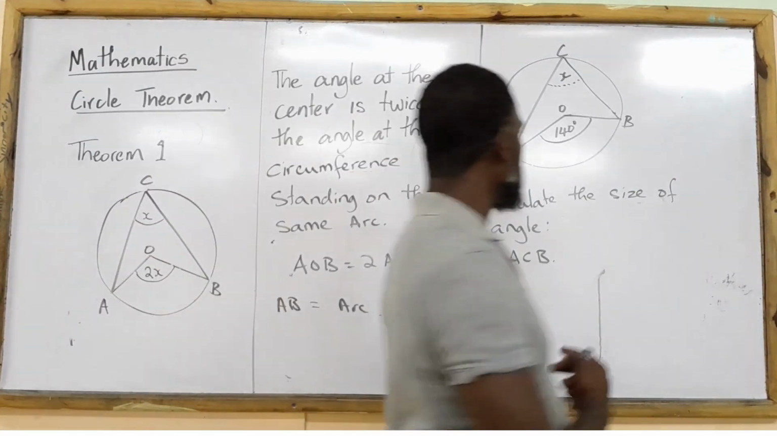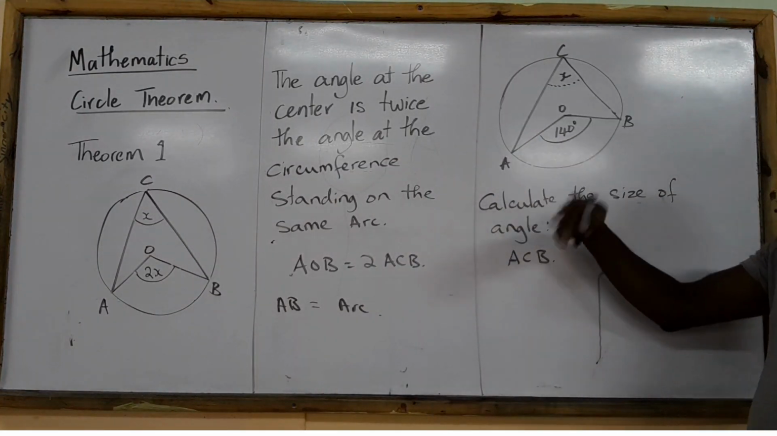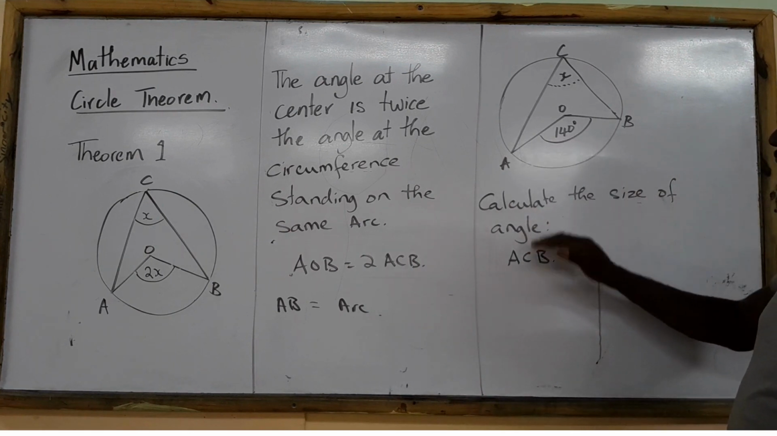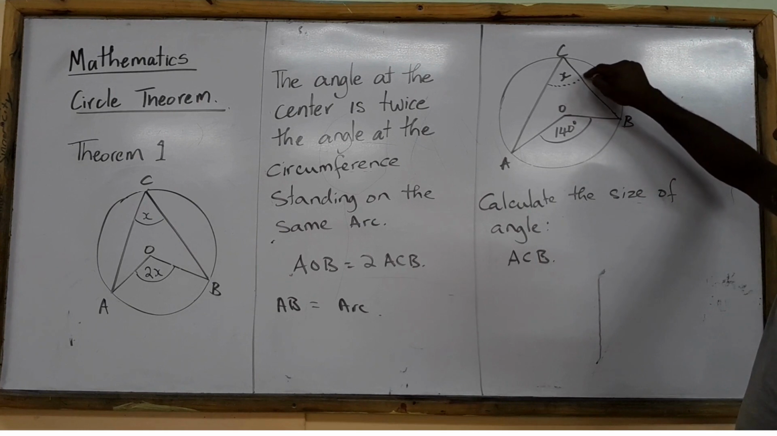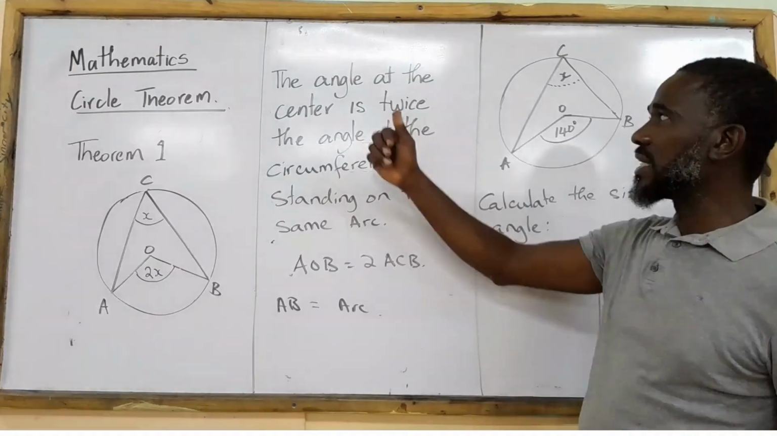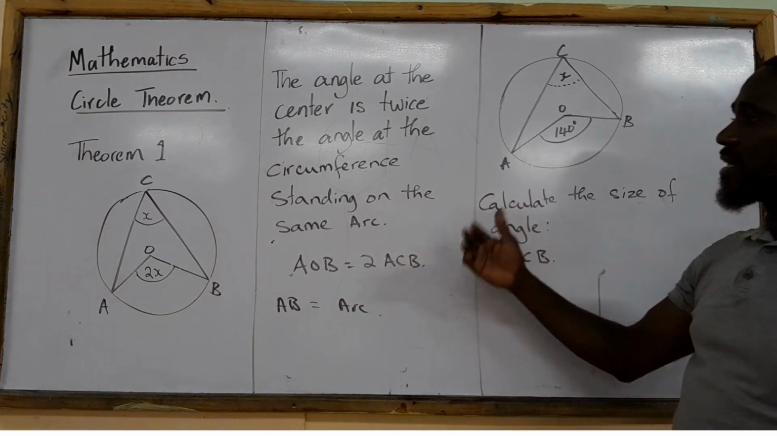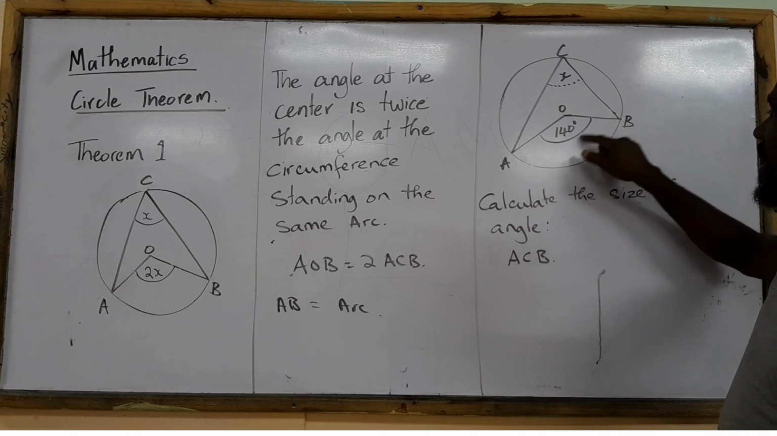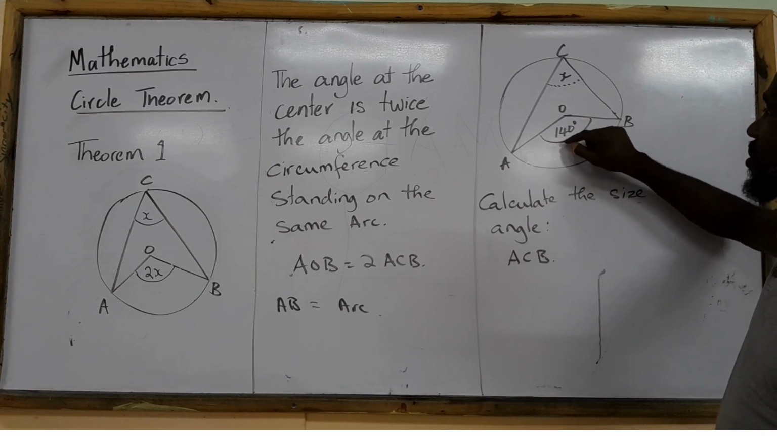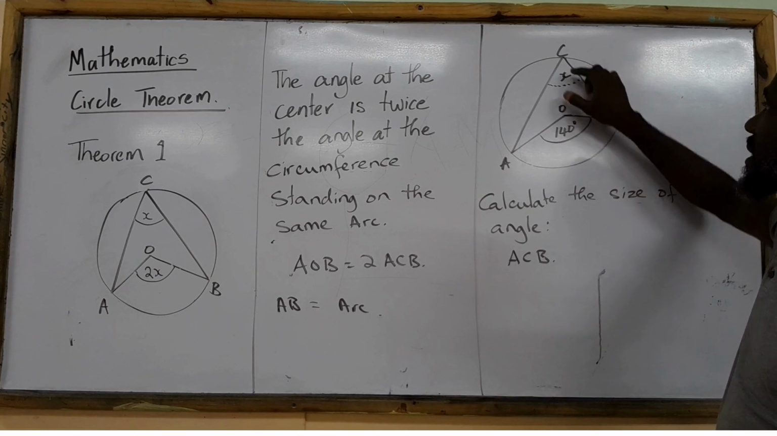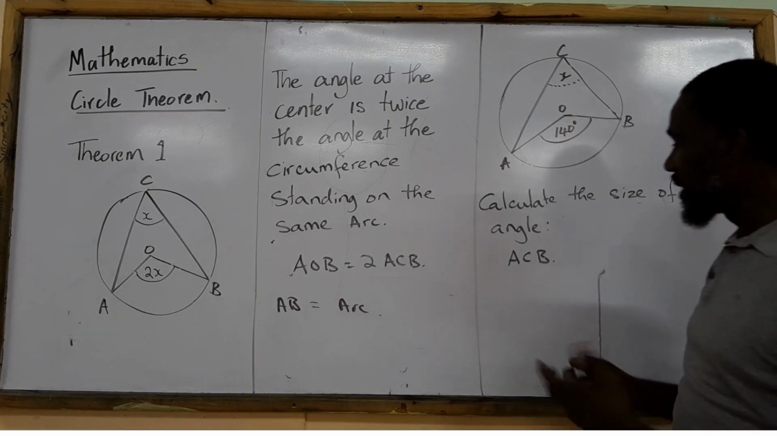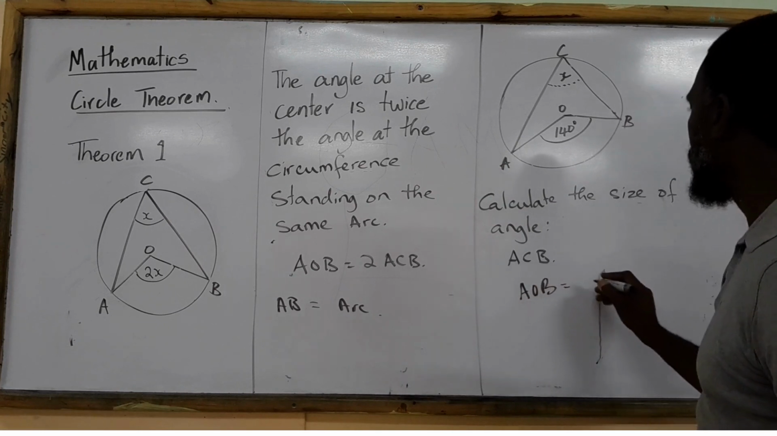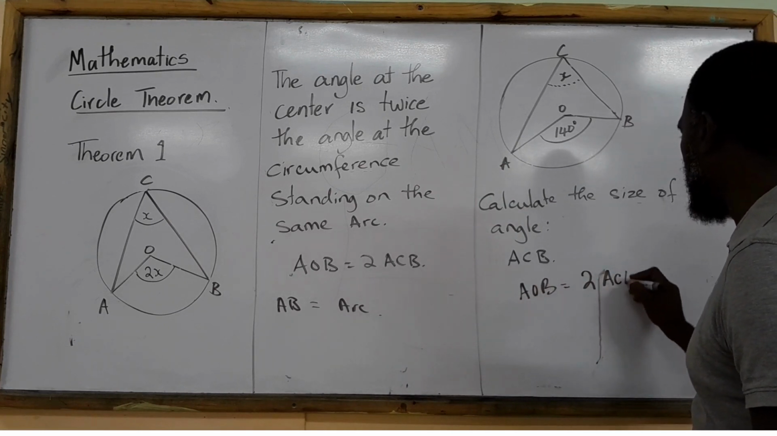So here's an example, and we're going to apply that concept here. We have to calculate the size of angle ACB. So we want the size of this angle here. Now, using this theory, the angle at the center is twice the angle at the circumference standing on the same arc. So if this angle AOB is equal to 140, then it means it is twice the size of this angle here. So AOB is equal to 2 times ACB.